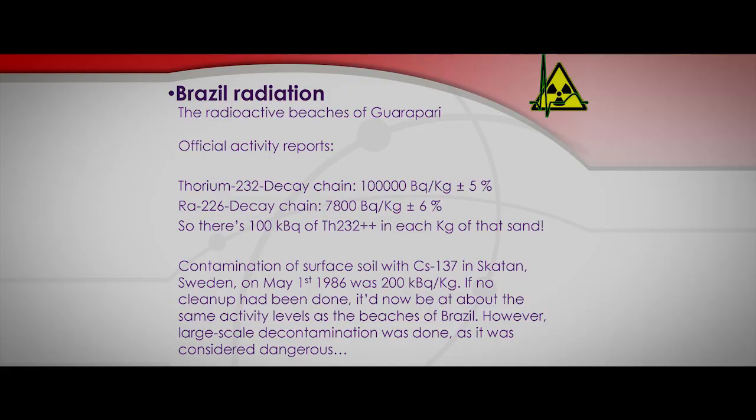As a comparison, the contamination of surface soil was cesium-137 in Skatan in Sweden on May 1st, 1986, after Chernobyl, at 200 kilobecquerel per kilogram. Now, I chose that because, taking the half-life into consideration, it would now have about the same activity levels as the monazite sand in Brazil. However, of course, it was decontaminated, as this was considered dangerous.